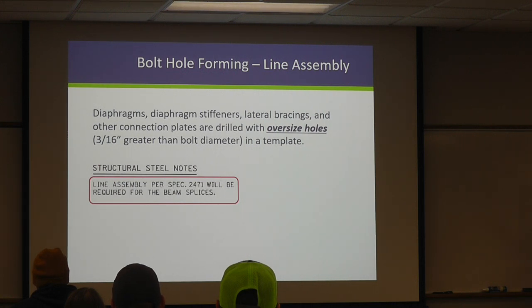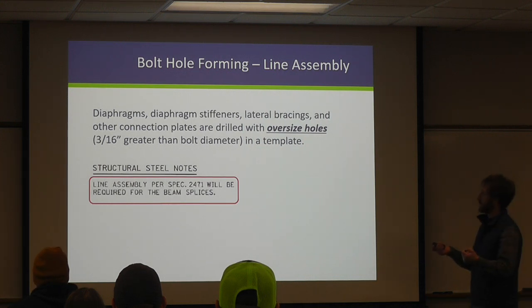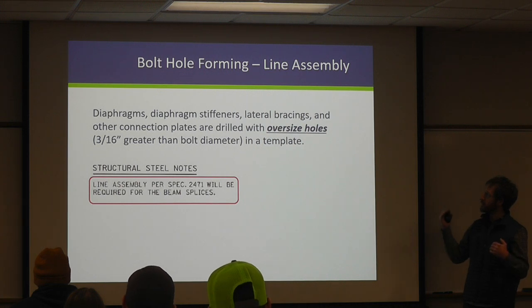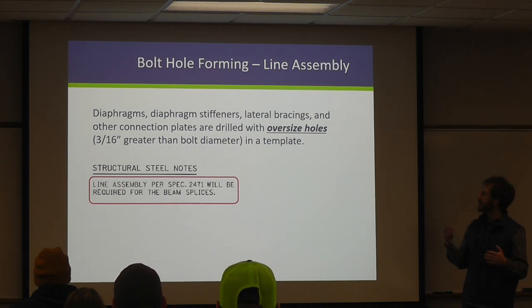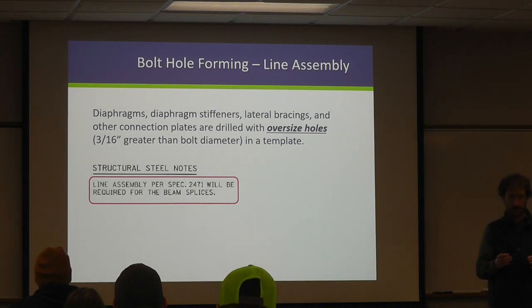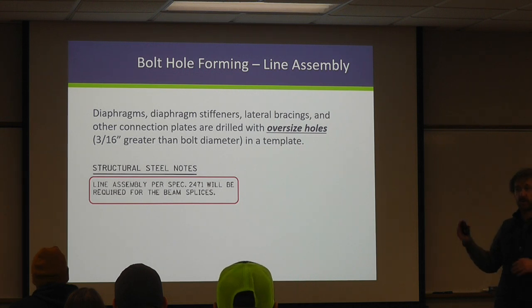We have line assembly and full assembly. So our line assembly is where your diaphragms, diaphragm stiffeners, lateral bracing, other connecting plates are going to be drilled with an oversized hole. An oversized hole, for the easiest way to remember it, is going to be 3/16 larger than your bolt diameter. You have a little bit more slop essentially in that hole.